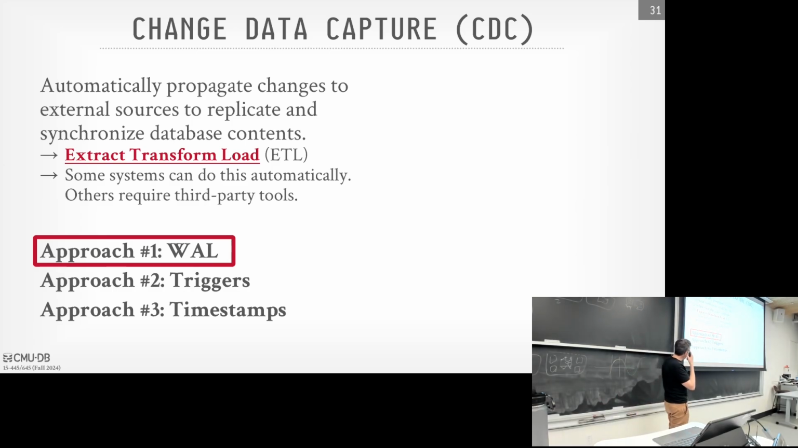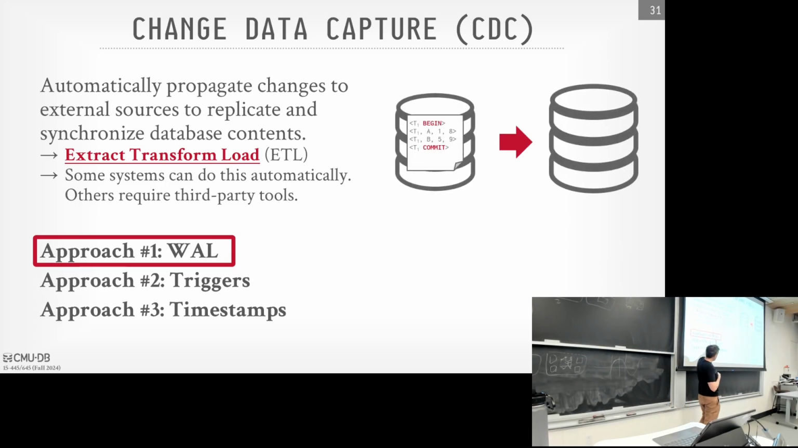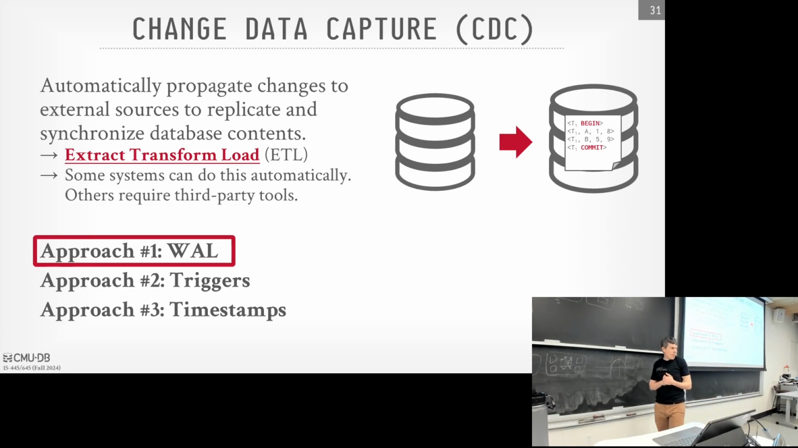This is called change data capture, and you would use this in the context of an extract, transform, and load pipeline. There's a bunch of different ways to do this. Write-ahead logging is the easiest one because you already have the mechanism to generate the write-ahead log for recovery. So you just have to send that write-ahead log over to another system, which then applies the changes and synchronizes its database with the original one. So you're piggybacking off a core component of the recovery protocol with write-ahead logging in a database system to do more things with it, to send changes.